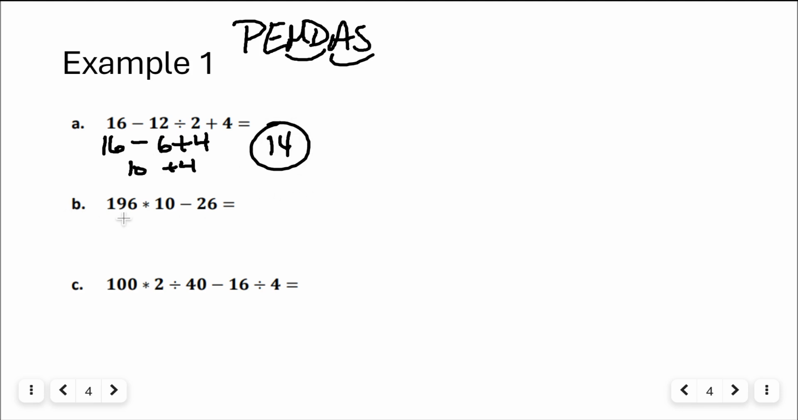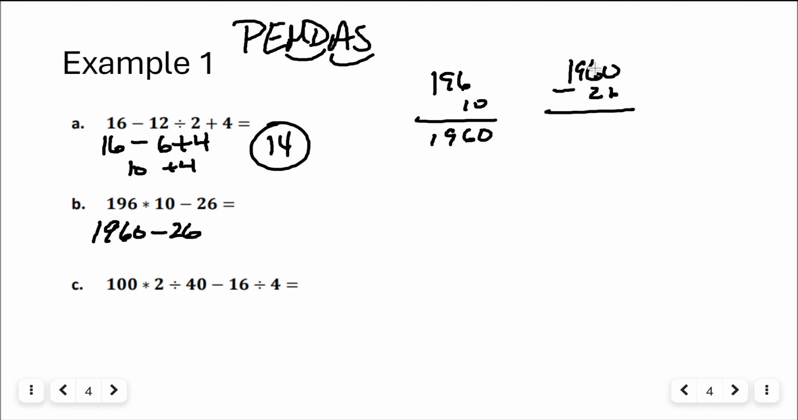In letter B, we're going to do 196 times 10 and subtract 26. So we're going to do the multiplication first. 196 times 10 is 1960. And then we're going to subtract 26. So 1960 minus 26. Make that a 5, make that a 10. 8, 3, 1938.